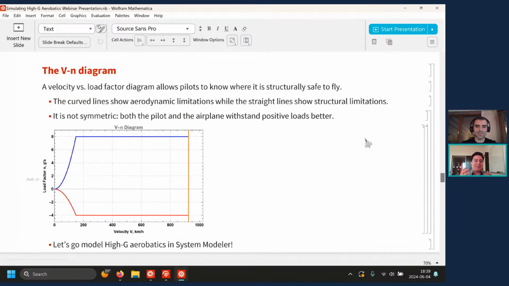So how do we know that we are not stressing the airplane as I was speaking, that we are flying inside the permitted zone? We use the V-n diagram, and this relates the velocity on the x-axis to the load factor on the y-axis. So we can see that this one, which is an approximation to the Aermacchi one, has a positive limit of 8 Gs and a negative limit of -4. This is interesting. It's not symmetric. Both the airplane and the pilot can withstand positive Gs better than negative ones. We'll see why that's important in a bit.